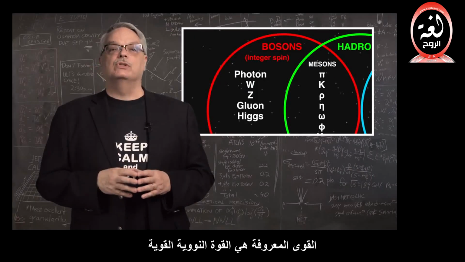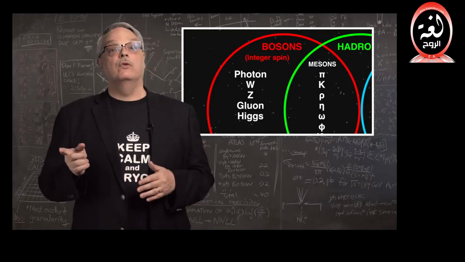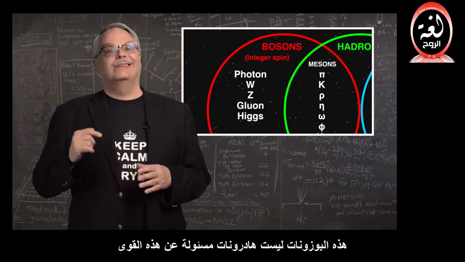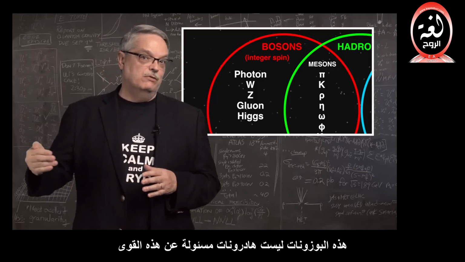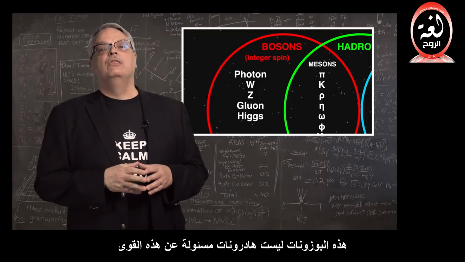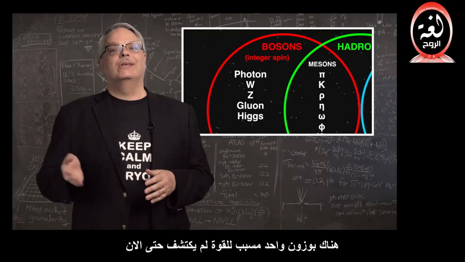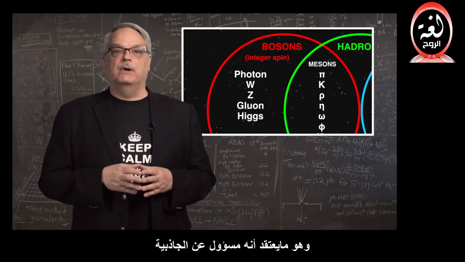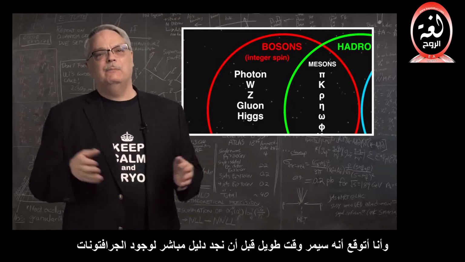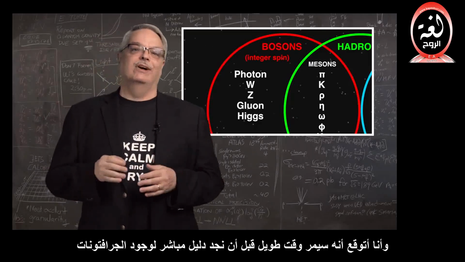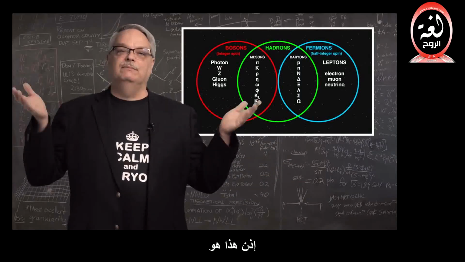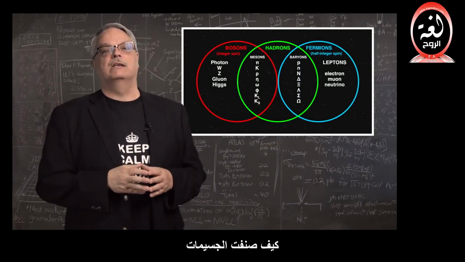The known forces are the strong force, the weak force, electromagnetism, and gravity. These bosons that aren't hadrons are responsible for these forces. There is one force-causing boson that hasn't been discovered, and that's called the graviton, which is thought to be responsible for gravity. I predict it will be millennia before we find direct evidence for gravitons. So that's it. That's how particles are characterized.